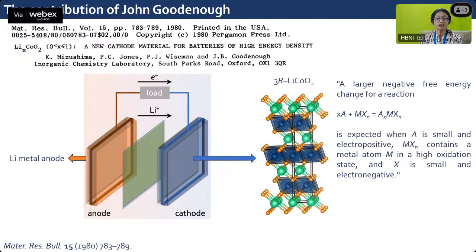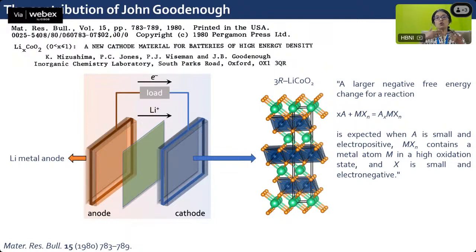So then, what was the contribution of John Goodenough? In this paper, he said lithium cobalt oxide is a new cathode material for batteries of high energy density. Whereas Whittingham worked on sulfide, that is titanium sulfide, as the cathode, John Goodenough found this amazing cathode material, which is lithium cobalt oxide. And this material is still being used in the commercial lithium-ion batteries because it's one of the best known cathode materials so far.